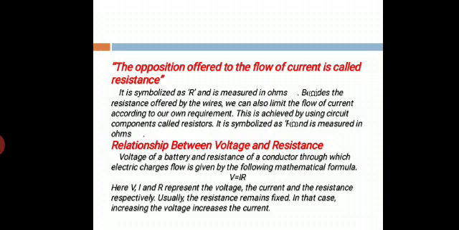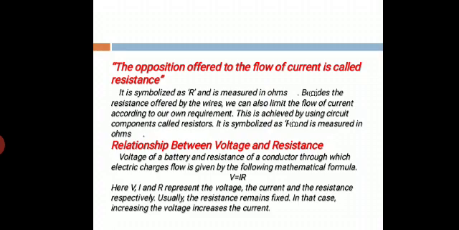Besides the resistance offered by the wire, we can also limit the flow of current according to our own requirement. This is achieved by using circuit components called resistors. We can use resistors. It is symbolized as capital R and is measured in ohms.